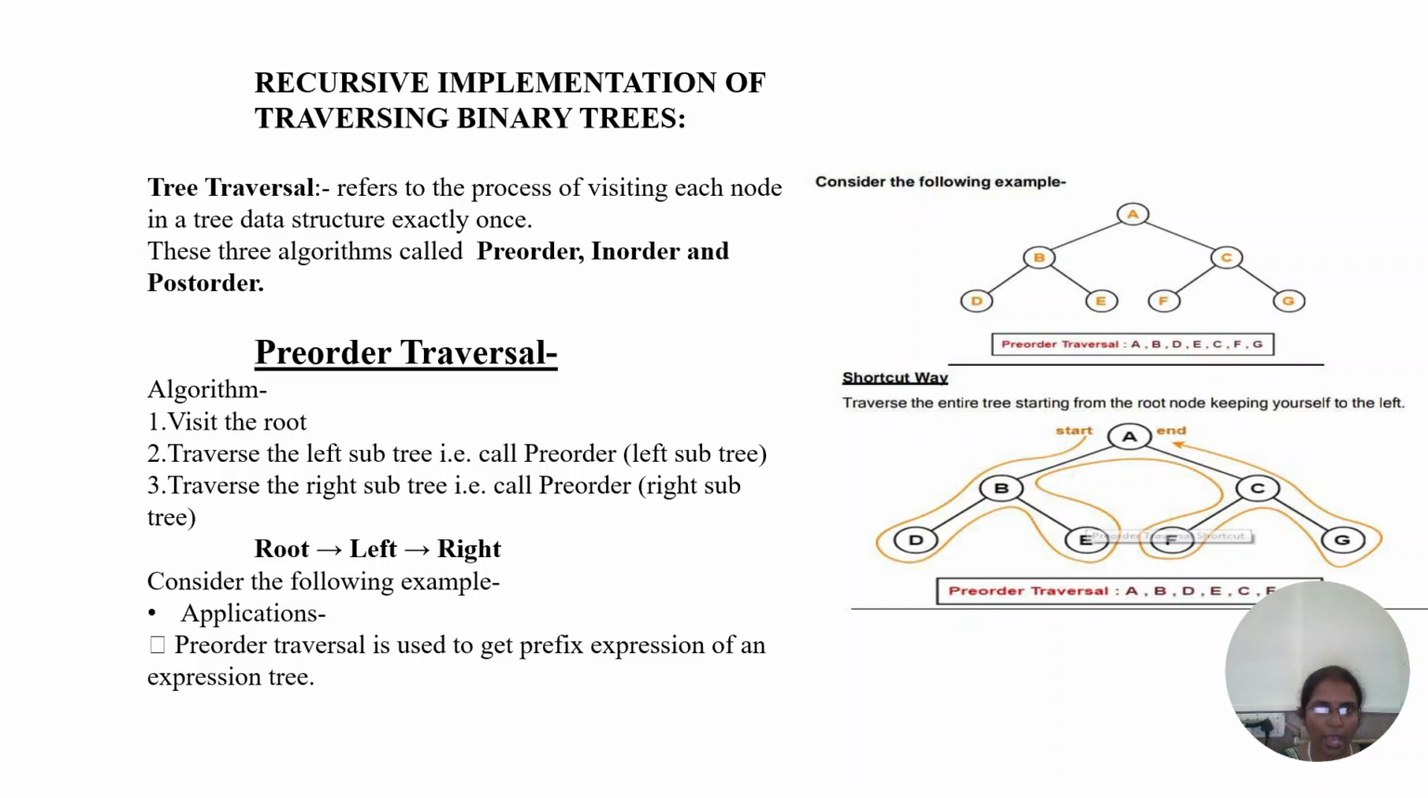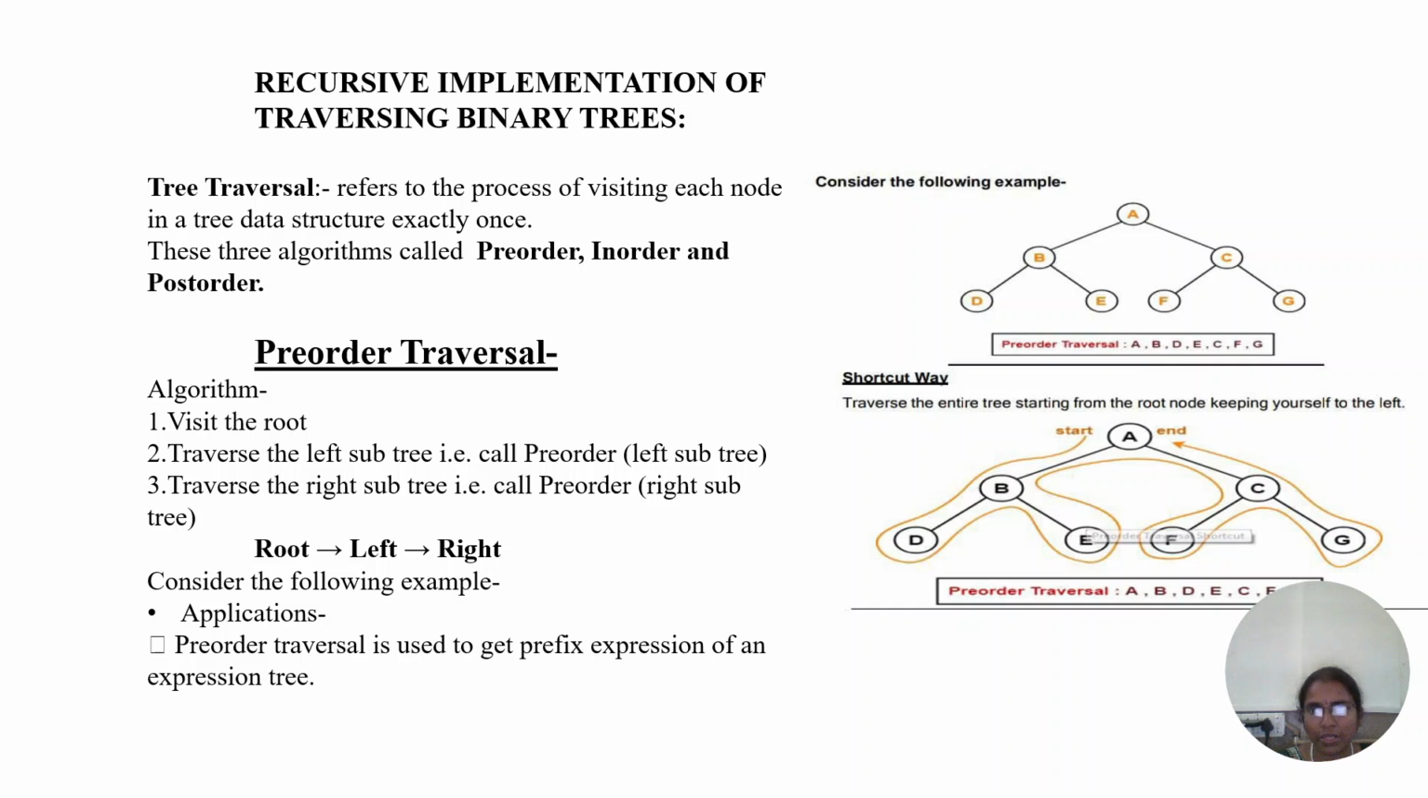Pre-order means first we have to visit the root, and next we have to traverse the left subtree, and next we have to traverse the right subtree. That means it is pre-order. So first we traverse the root, then the left child, and then the right child. There is an example with A, B, C, D, E, F, G.